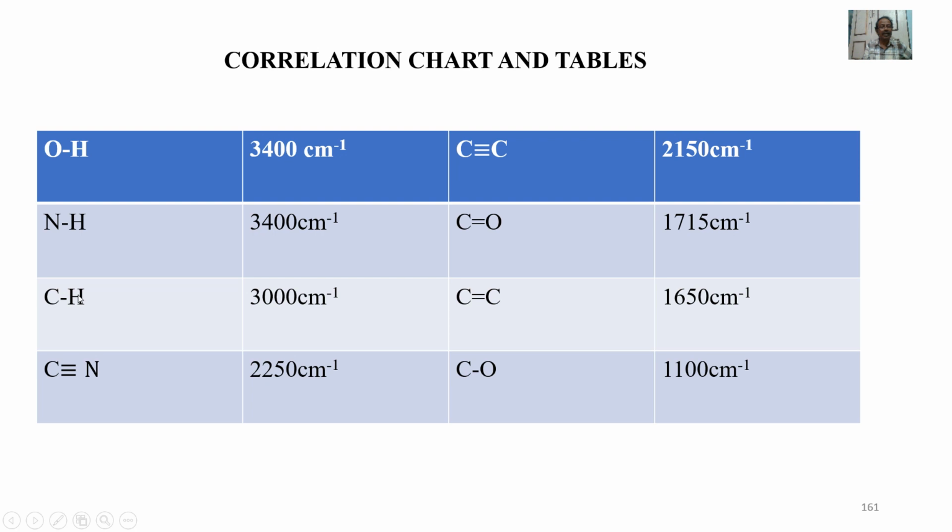And CH stretching, single bond CH stretching lies at 3000 per centimeter. CN triple bond lies at 2250 per centimeter. And CC triple bond lies at the wave number 2150 per centimeter. Double bond, CO, lies at 1715 per centimeter, and here we have double bond again, C double bond C, 1650 per centimeter, and CO single bond, which lies at 1100 per centimeter.